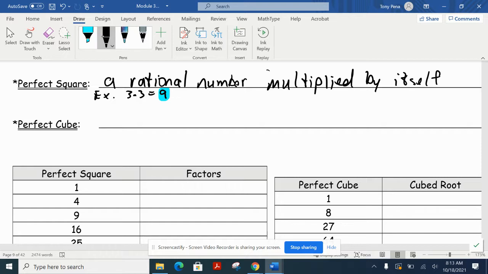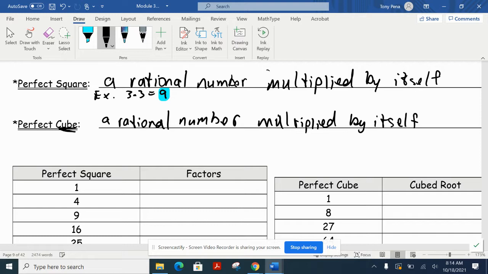So if that's a perfect square, a perfect cube, if you think about what a cubed power means, is a rational number. So we'll start that out. But a cube means a power of 3. So we're not just going to multiply by itself once. It's multiplied by itself twice. All right, so an example of that, you can get that down first.